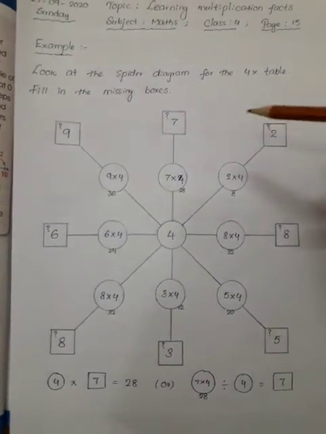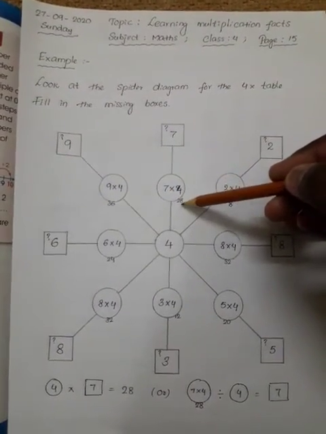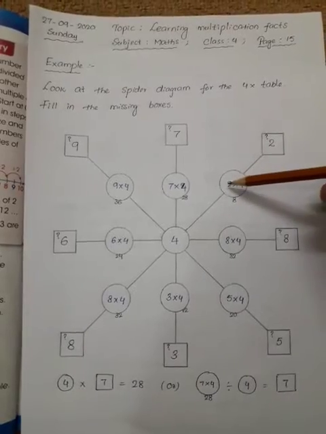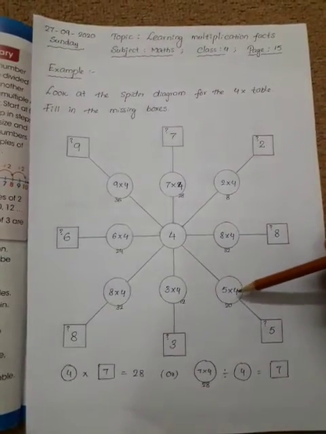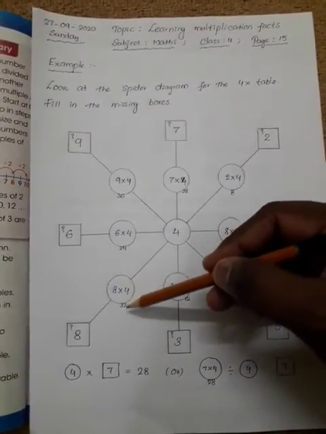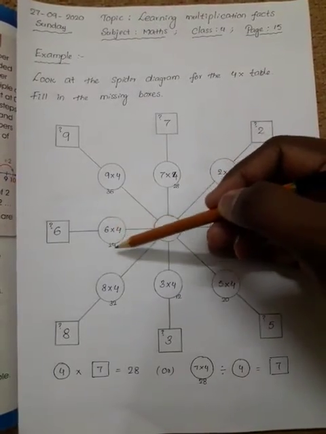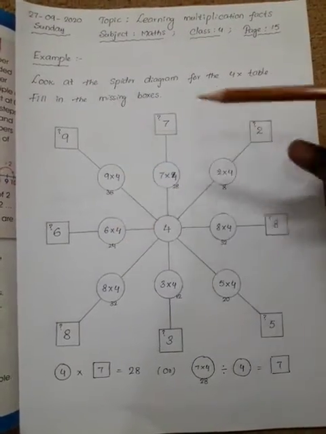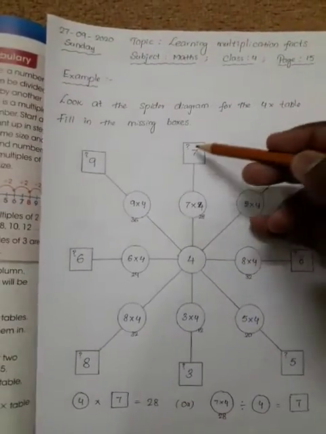Okay, so here I wrote 7 multiplied by 4. What is 7 multiplied by 4 means? 28. You know that. First write it like this way. 2 multiplied by 4 means 8. 8 multiplied by 4 means 32. 5 multiplied by 4 means 20. 3 multiplied by 4 is 12. 6 multiplied by 4 is 24. 9 multiplied by 4 is 36. Now I need this answer.